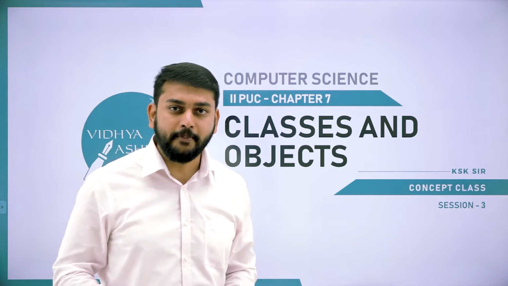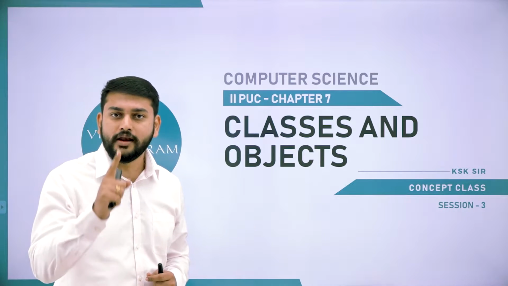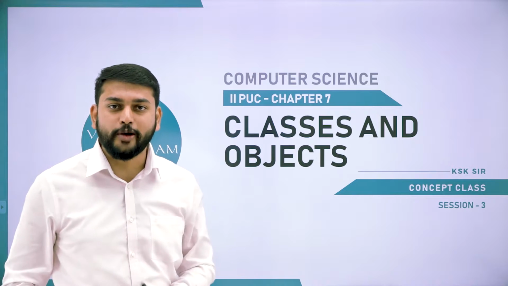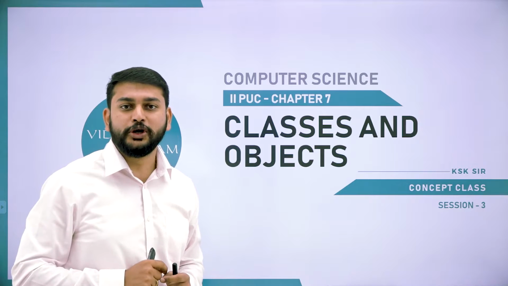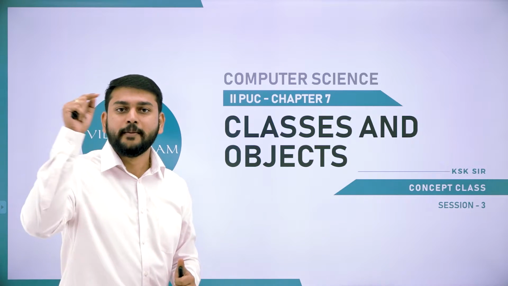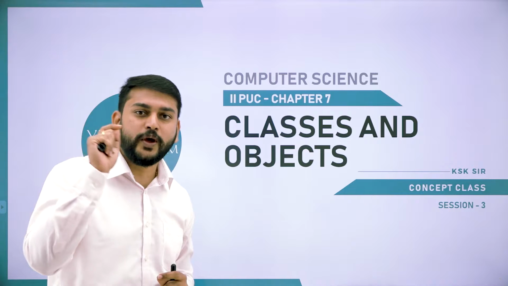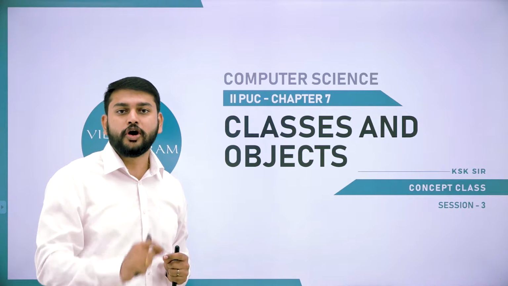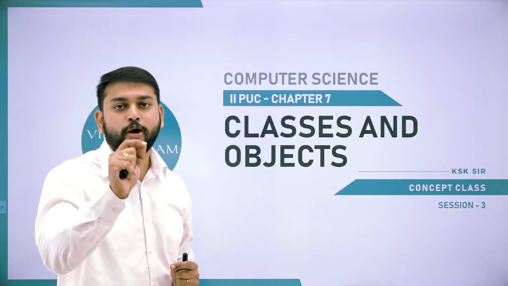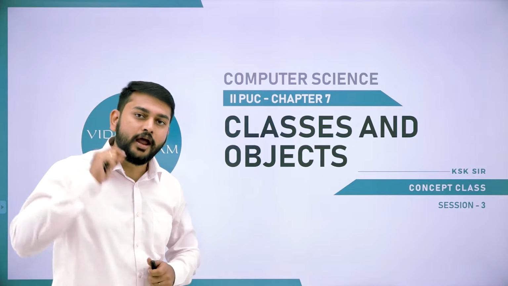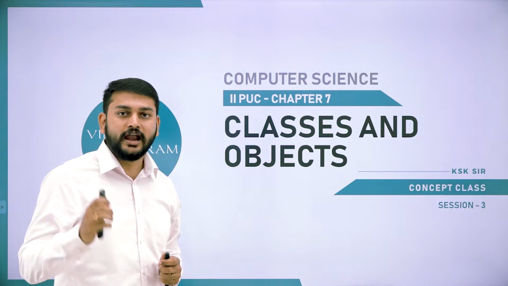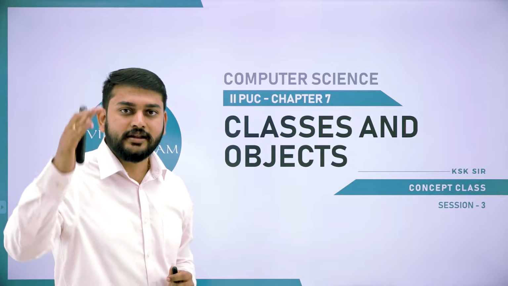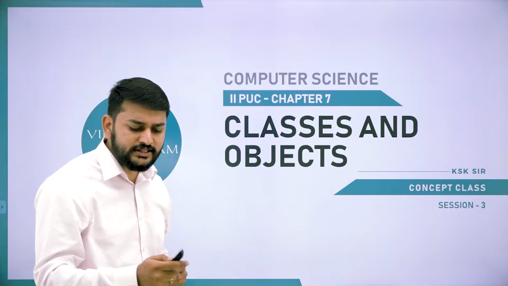Let's have a quick recap of the previous sessions. If you have not watched session 1 and session 2 on classes and objects, please go back to the first session and second session of classes and objects video, and then please watch this video, because it is very important to have deep knowledge on how to declare a class and object, and also what is access specifier and how to define the member functions inside the class. You need to understand that particular thing. Let's have a quick recap.